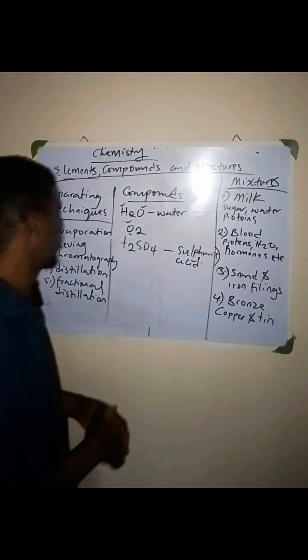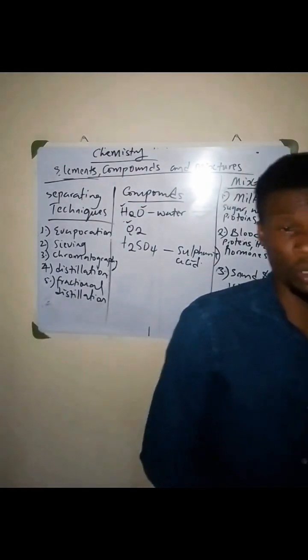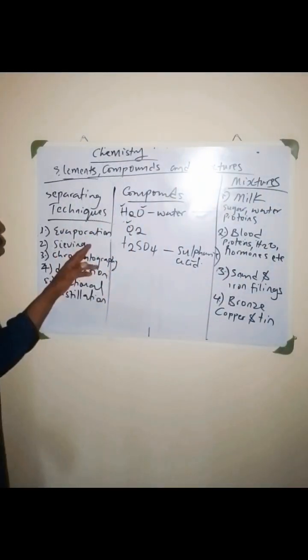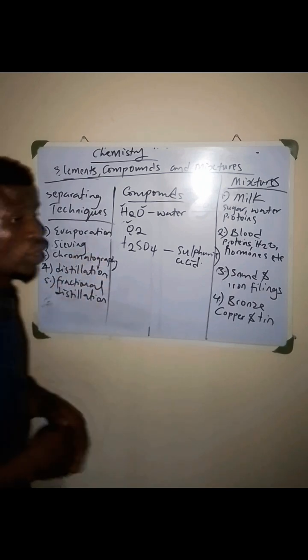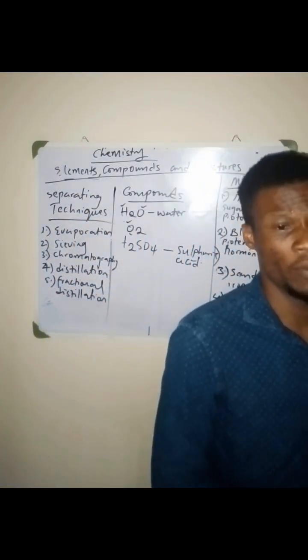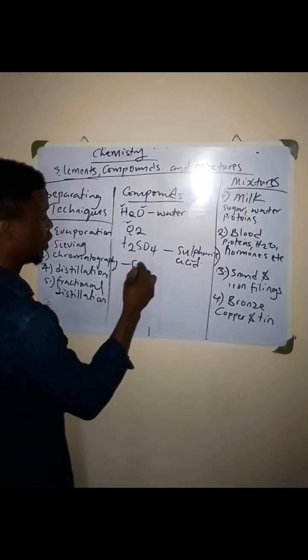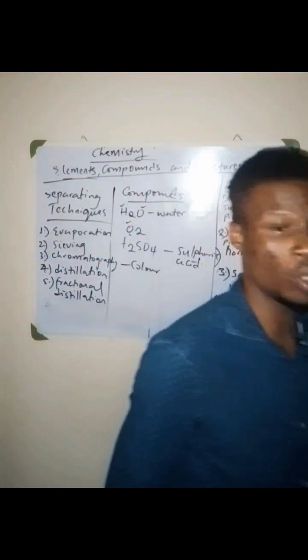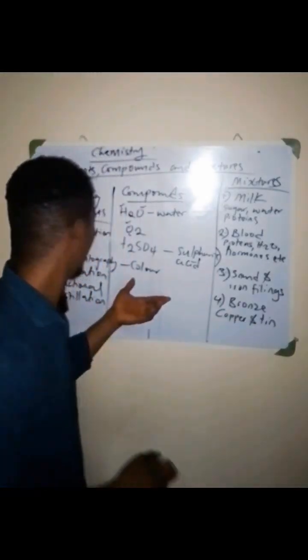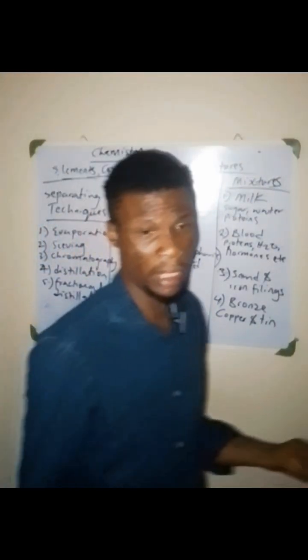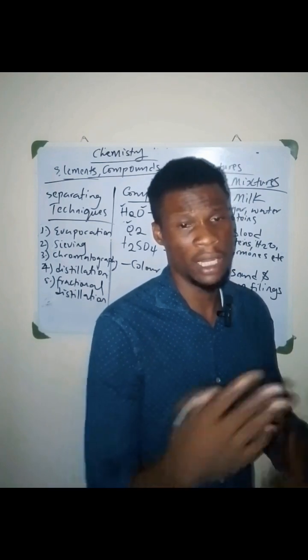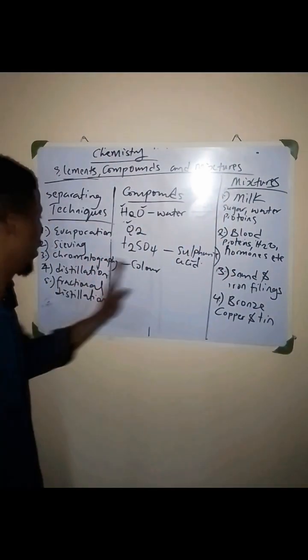Sieving can be used to separate a mixture of insoluble solutes, and you can use it to separate mixtures of two different solids that are mixed together. For example, maybe you want to separate grain from the chaff. You can use the sieving method. Chromatography is used for separating components that have colors. Those colors can have different migration speeds, so you can use it to separate these components. Maybe this is applicable in ink and dye companies that produce dye and other color substances.